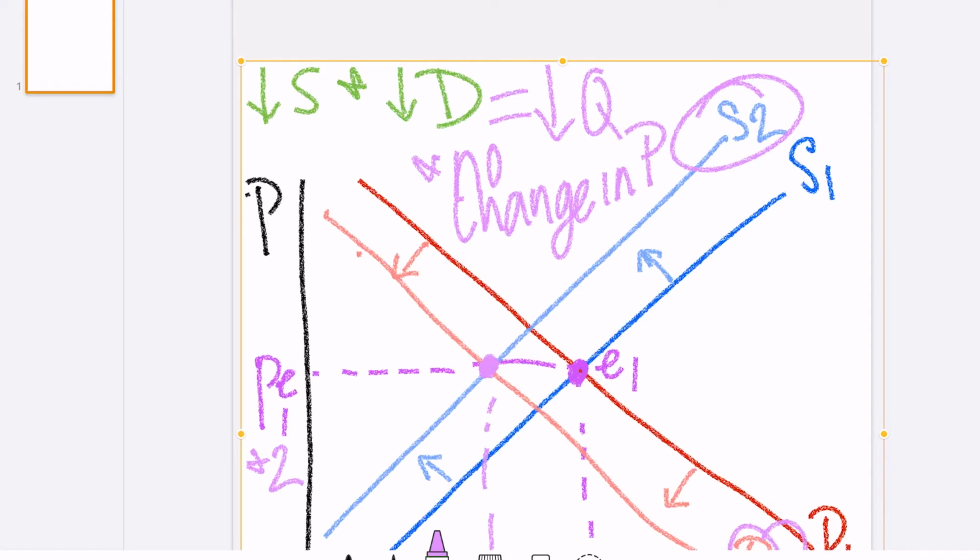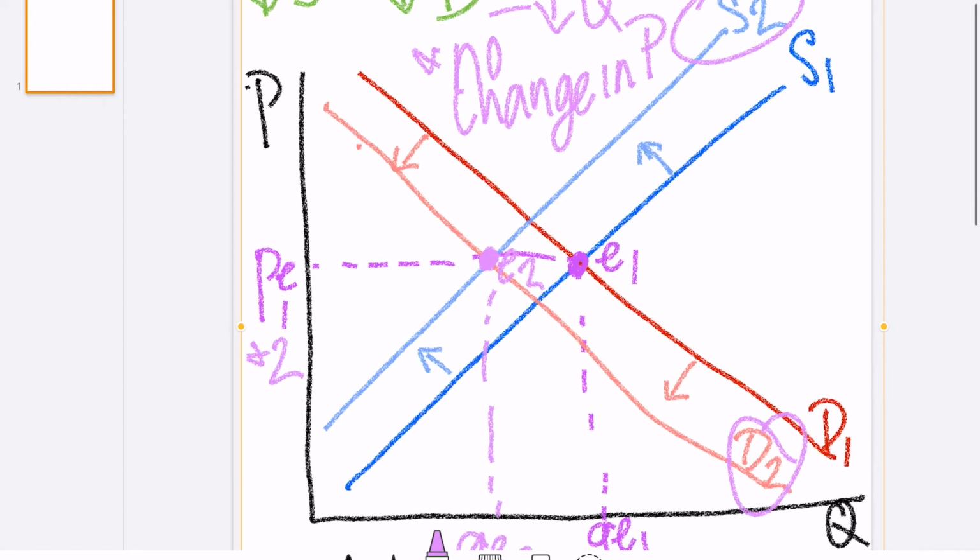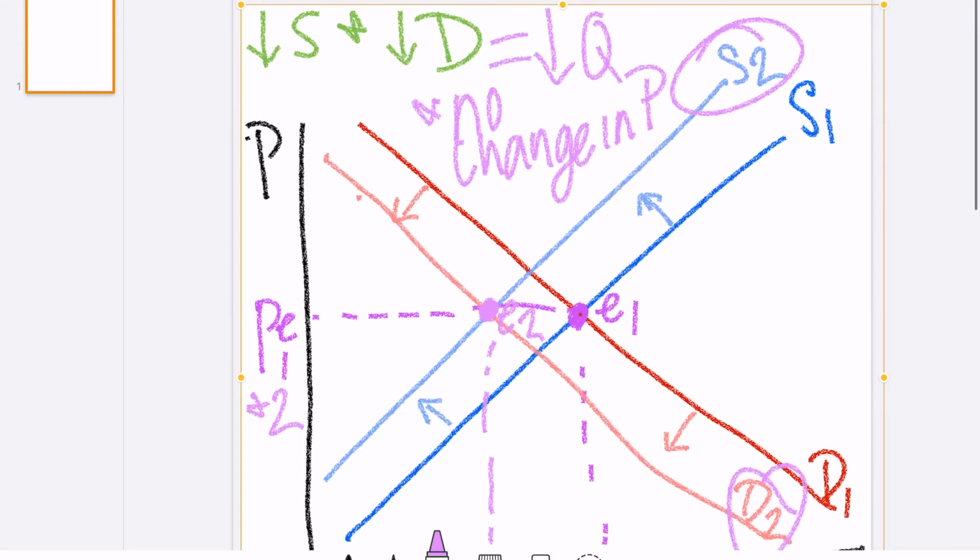So as always, please look for, oops, I didn't label E2. All right, always look for that new equilibrium where the new lines are. So we're looking where S2 is and where D2 is. And this is your decrease in both supply and demand.